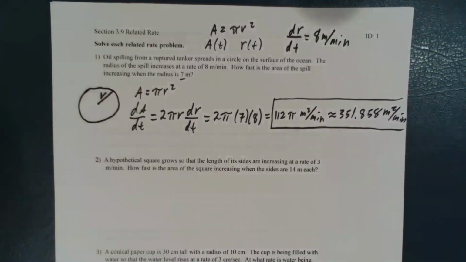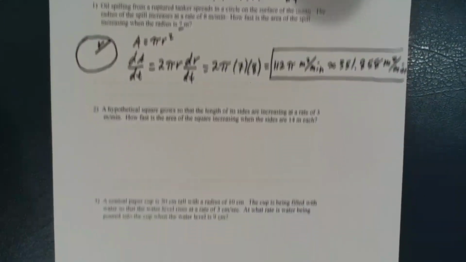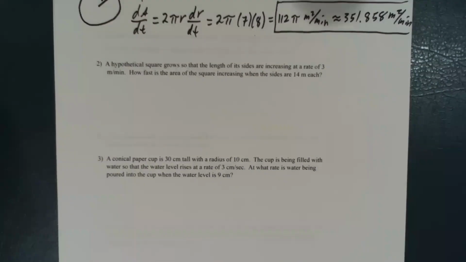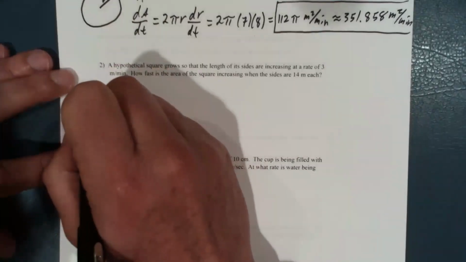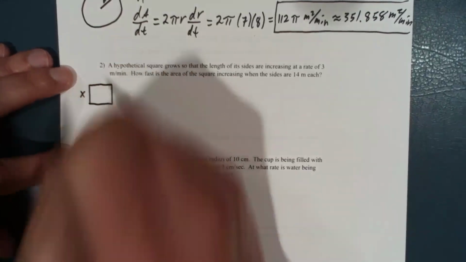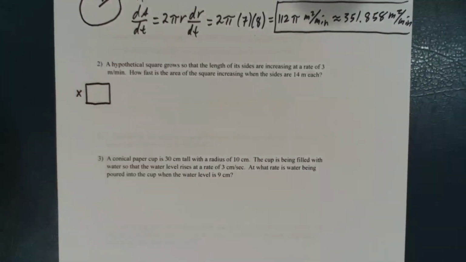All right. Number 2. A hypothetical square grows so that the length of its sides are increasing at a rate of 3 meters per minute. How fast is the area of the square increasing when the sides are 14 meters each? So once again, we're going to have a picture. We're going to draw a square. I'm going to call each side x, meaning all 4 sides are x.